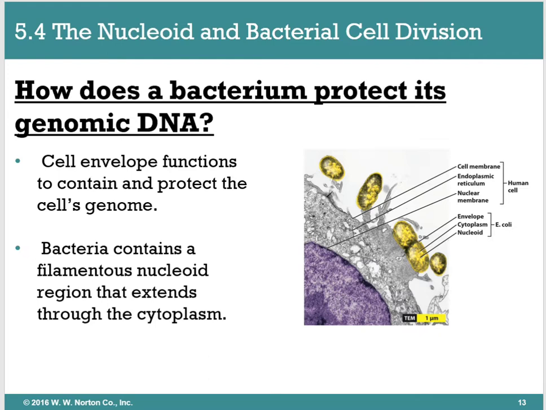And then also bacteria have this filamentous nucleoid region that extends throughout the entire cytoplasm. So it's kind of like a little bungee cord system for their genome. It's not just floating around willy-nilly. There are filamentous nucleoids throughout the entire cell internally that help somewhat keep the genome grounded. So that is how they quote unquote protect and contain their genome.